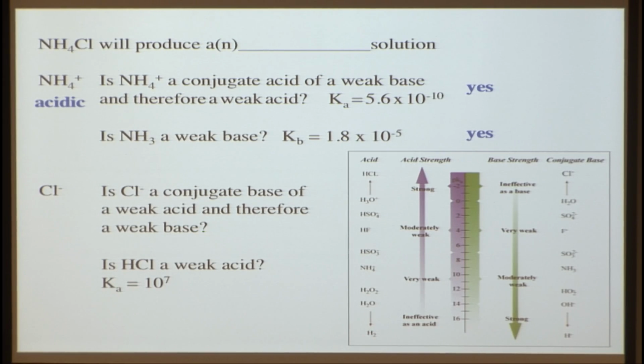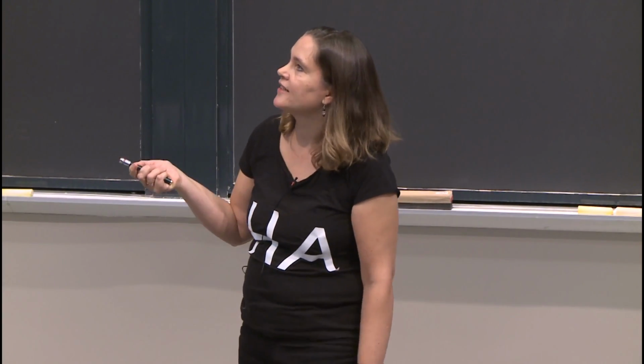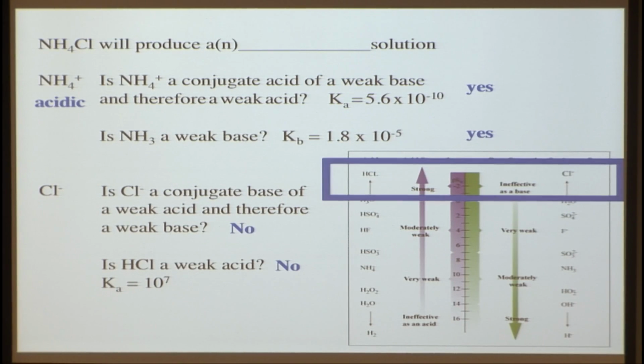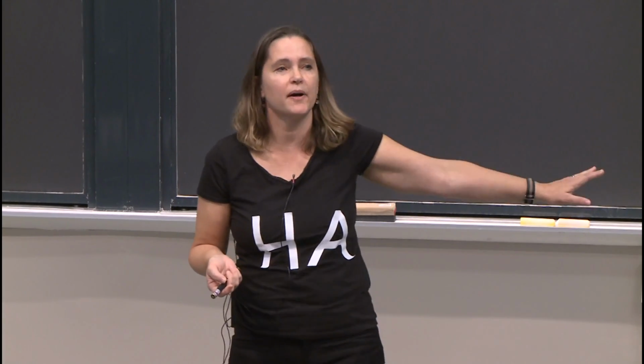So is this a weak acid? No. It's a strong acid. So is Cl minus going to be basic? No. So it is not going to be a basic solution. If we look over here, we see HCl is a strong acid, and so its conjugate base is ineffective as a base. It just doesn't work as a base at all. So with a number of 10 to the 7th, it really goes to completion. It's a strong acid by our definition.